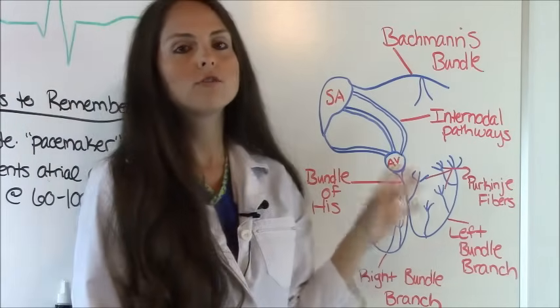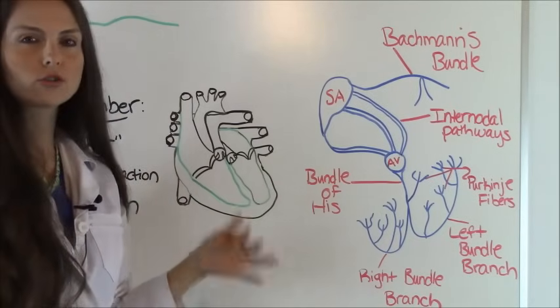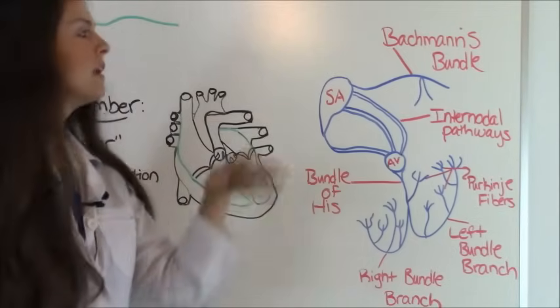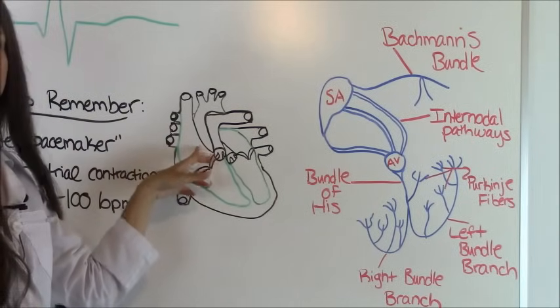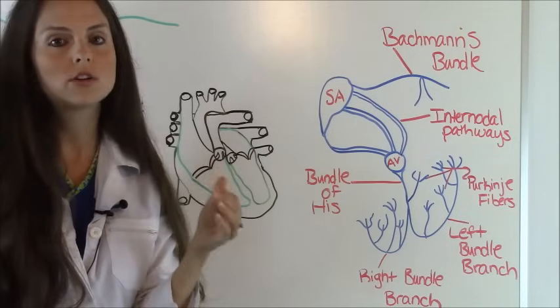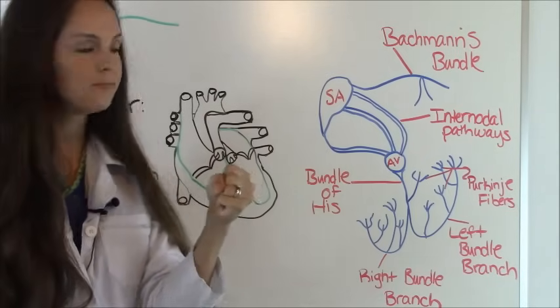Now let's look at a diagram of the heart and see where these areas are located, because where they're located is where they do their job. For instance, the SA node is located in your right atrium. This is your right atrium. Your SA node conducts depolarization of the atriums. It causes your atriums to contract.